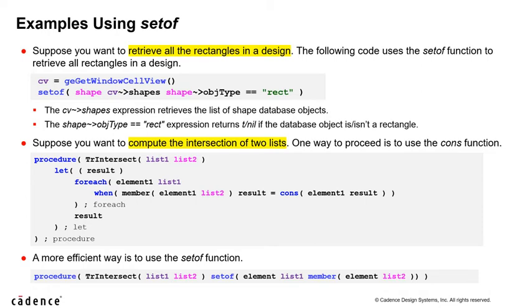Now using setof, we can have a little more efficient approach to this particular program. For example, in the second case here we have the procedure tr_intersect. It takes in two lists, list1 and list2. And then using setof, we can basically say, give me the set of the elements in list1 which are members of list2. So we use the member function to test each element from list1 and determine if it is in list2. If it is, remember setof keeps those that meet that condition, or basically filters it. So the resulting list is just the common elements between list1 and list2.